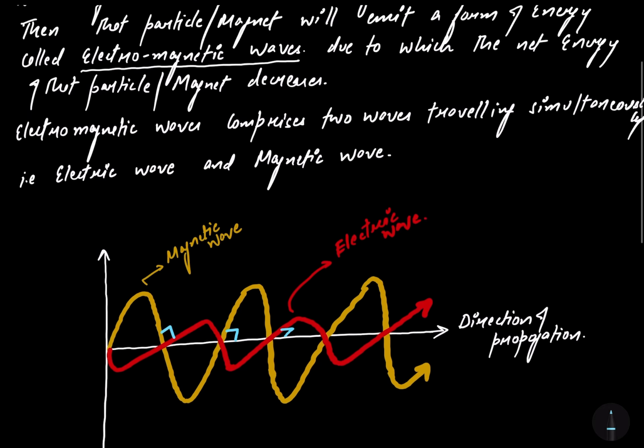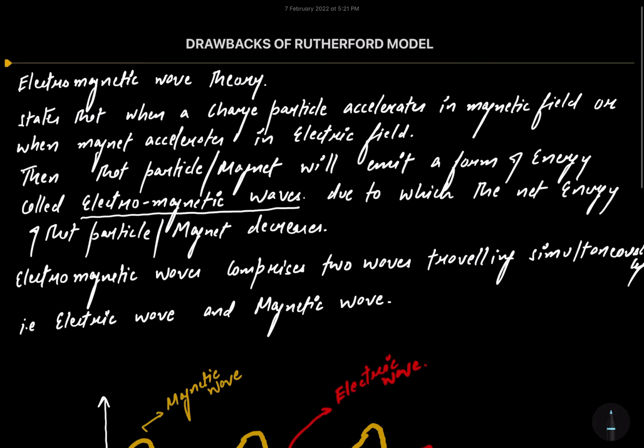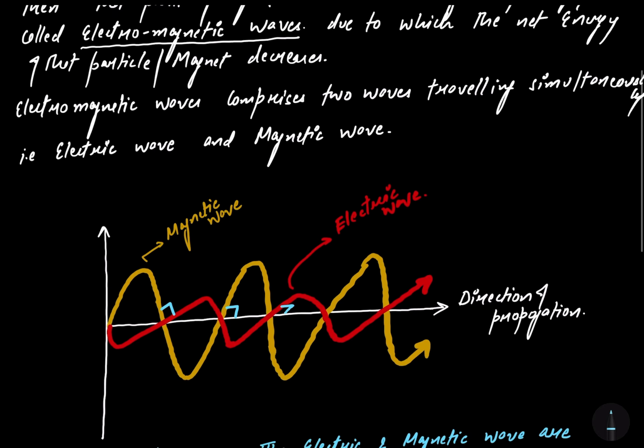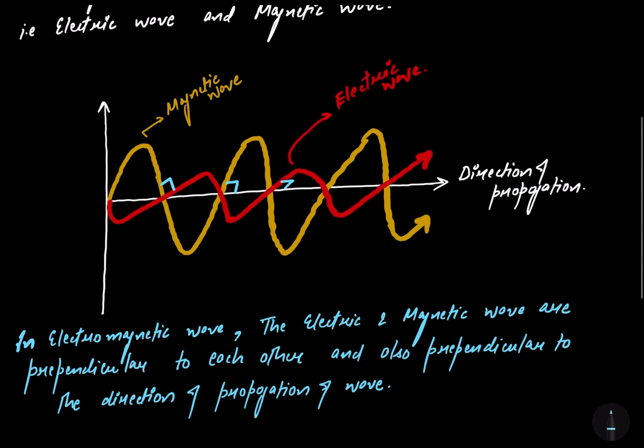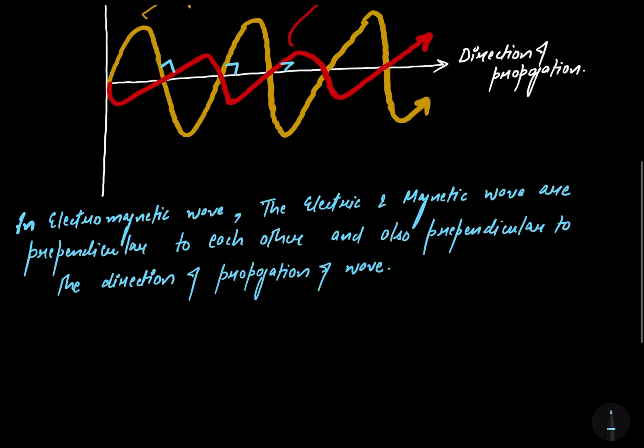So that was my electromagnetic wave theory. It says that when a charged particle accelerates in magnetic field or when magnet is accelerated in the electric field, then that particle, the charged particle or the magnet, will emit a form of energy called electromagnetic waves, due to which the net energy of that charged particle or magnet decreases. Now I have shown you what the electromagnetic wave is through a diagram. Now let's apply this electromagnetic wave theory on the Rutherford theory.